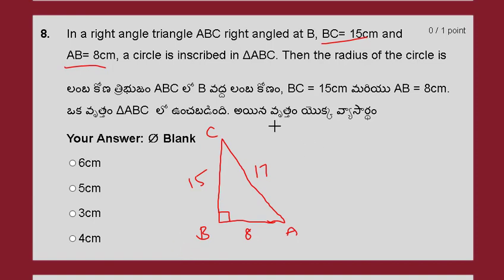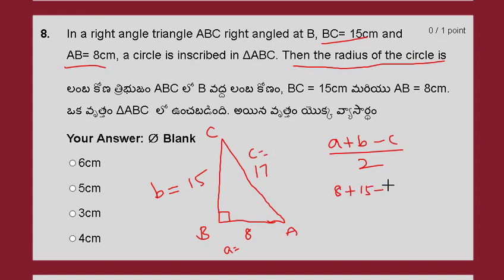Now, there is a simple formula to find out the radius of the circle inscribed in this triangle. That is A plus B minus C divided by 2. Here A is one leg, B is the other leg, C is the hypotenuse. So 8 plus 15 minus 17 divided by 2. 8 plus 15 is 23, 23 minus 17 means 6, 6 by 2 equals 3. So the answer is 3 centimeter.